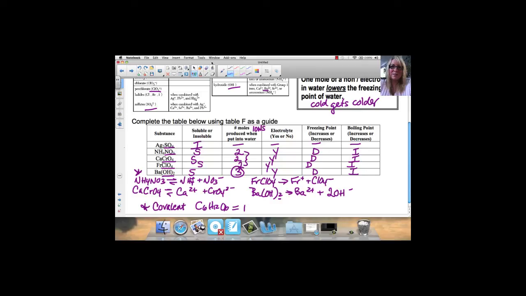So if I gave you 4 things, NaCl, MgCl2, and C6H12O6, and I asked you which one had the greatest effect on boiling and freezing point. NaCl is 2 pieces, or 2 ions, Na plus Cl minus. MgCl2 is going to be 3. 1 Mg, 2 Cls. This is covalent, it's 1. So this one has the greatest effect.